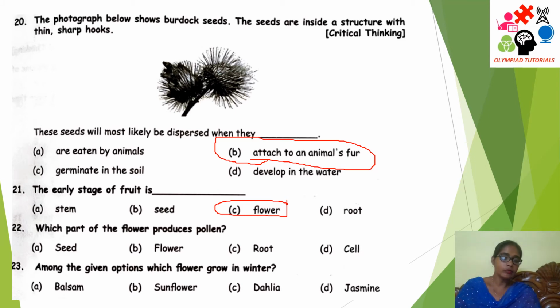Question number 22. Which part of the flower produces pollen? Option A, seed. Option B, flower. Option C, root. Option D, cell. So here pollens are present in the flower.